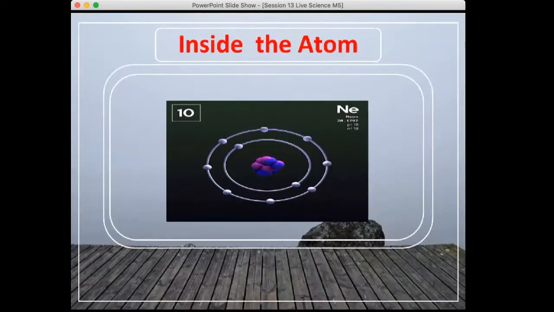In the next few slides, we are going to look at what is found inside an atom. I know we have learned this previously, so I will expect you to have some basic knowledge of the proton, the electron, and the neutron.